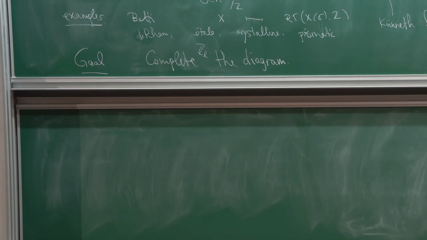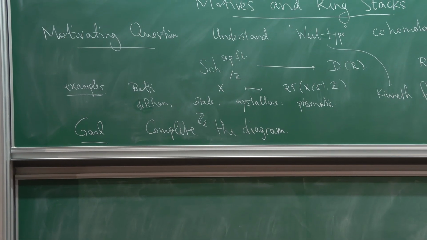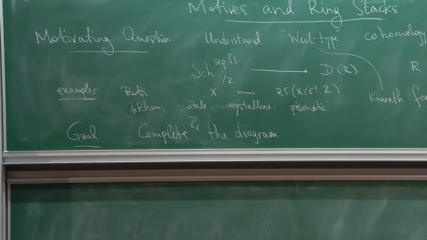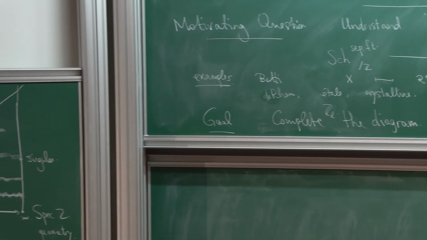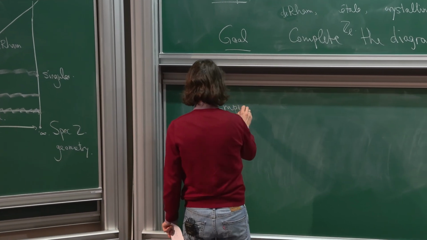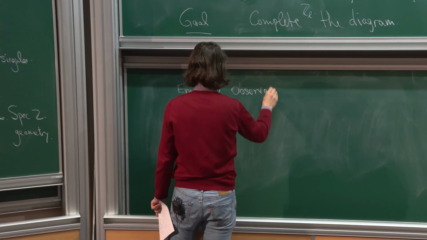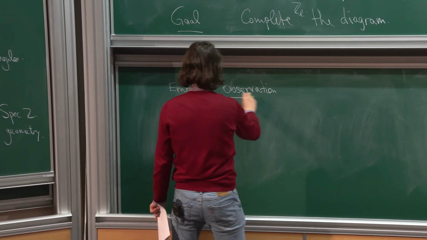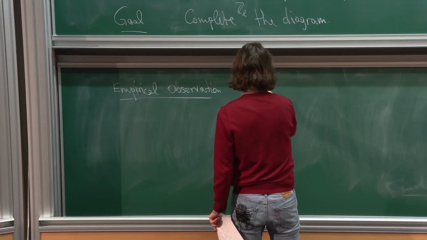All right. So I'm looking for ways to fill in this diagram, and so where should I look? One kind of empirical observation is that in many examples, this functor can be factorized.